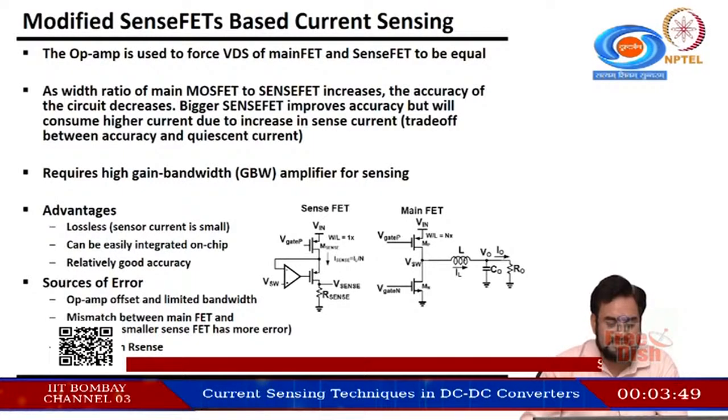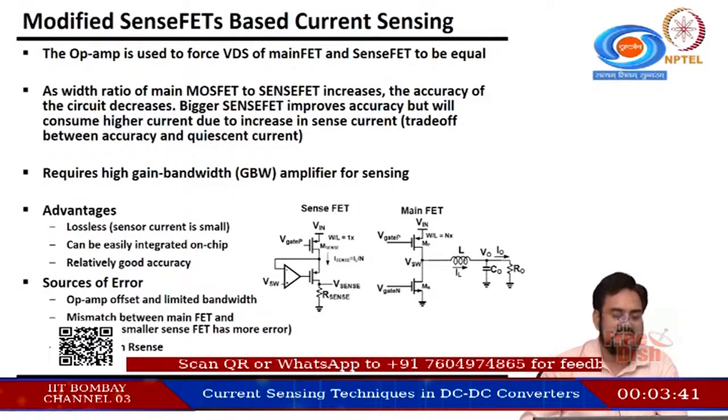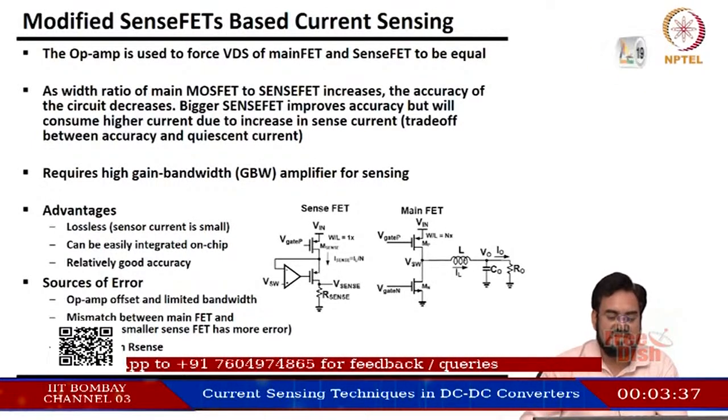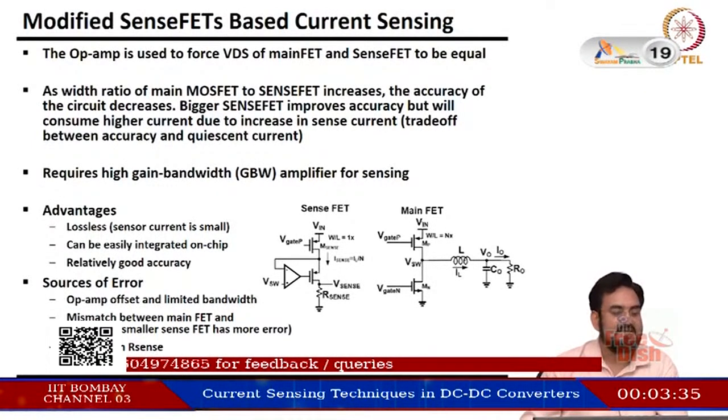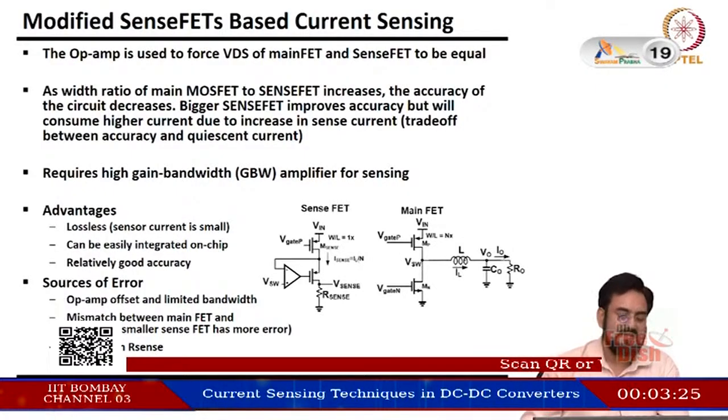So what you do, this is a regulated cascode actually. So VSW, and this feedback will force this node to be the same as VSW. So now this will see the same VDS, V in minus VSW, which is seen by this guy when this FET is on. So now you have matched both VGS and VDS. So this will carry the same current, I sense equal to IL by N.